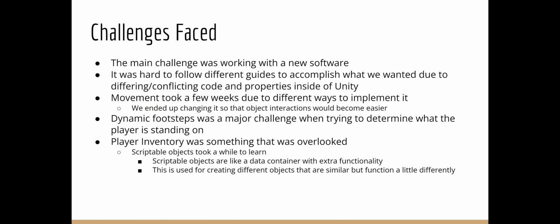And the player inventory was something that we both overlooked, especially me. And we had to create scriptable objects, and that took a while to learn. Scriptable objects are like a data container with extra functionality. And this was used for creating different objects that are similar but function a little differently. An example is a health potion and something like a sword or weapon, or an armor piece, where they will all be kind of similar, but there will be differences in stats, such as in the example of a potion, it will heal the player and not give the player a stat.